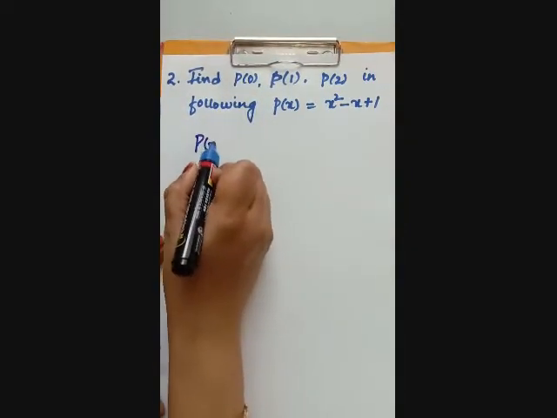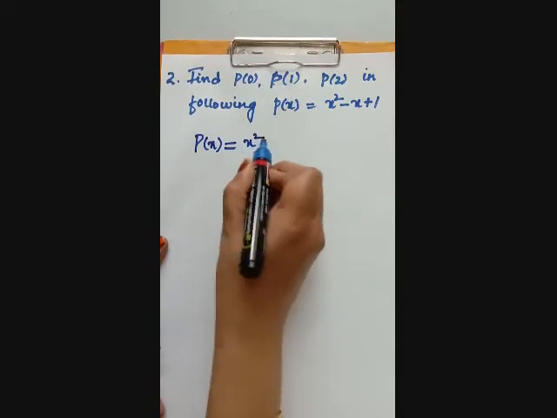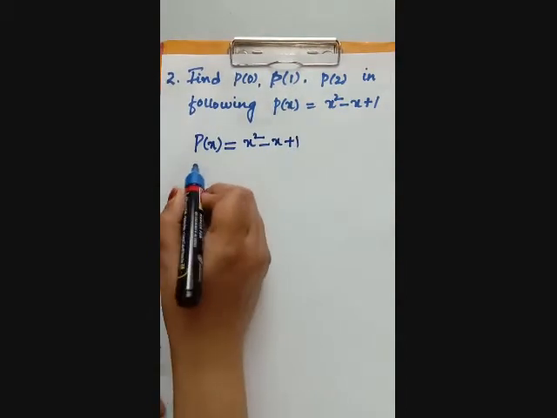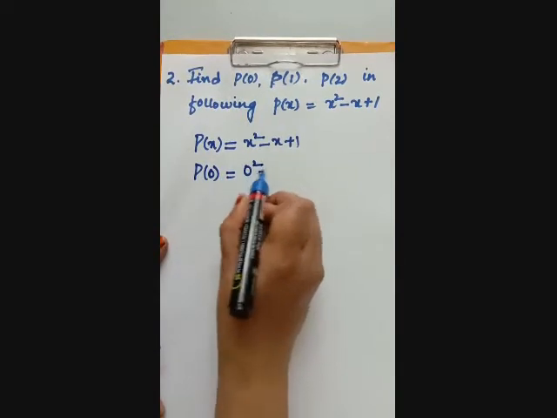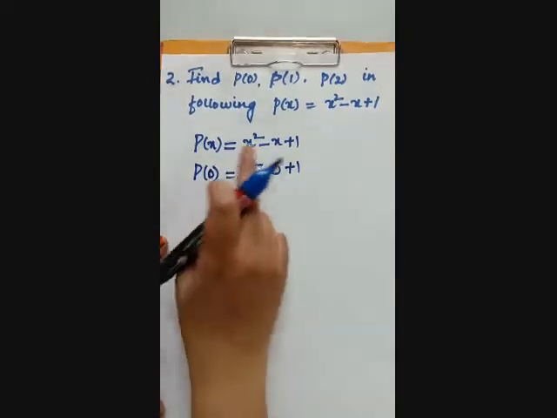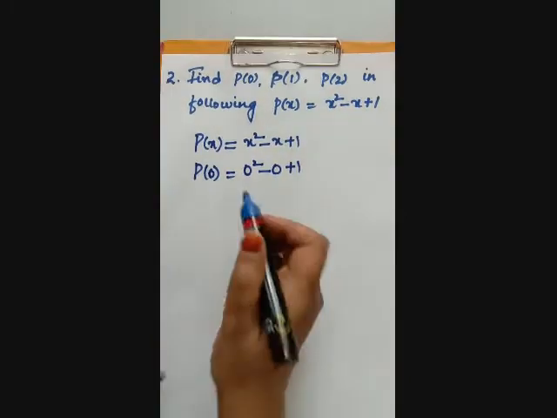So here P of x is equal to x square minus x plus 1. So P of 0: wherever there is x, put 0. 0 square minus 0 plus 1. Wherever there is x, we are just substituting the value of 0.